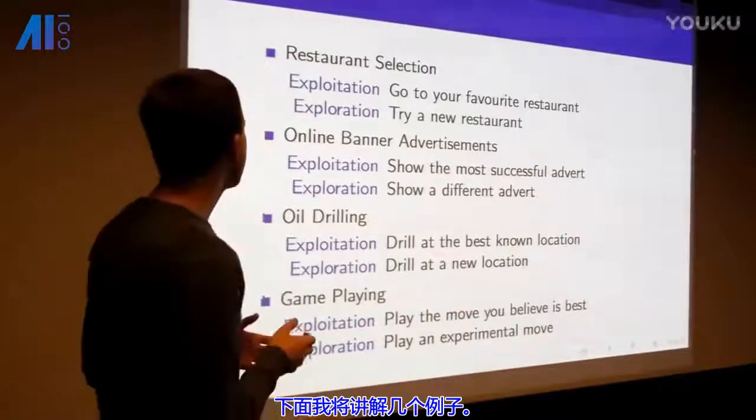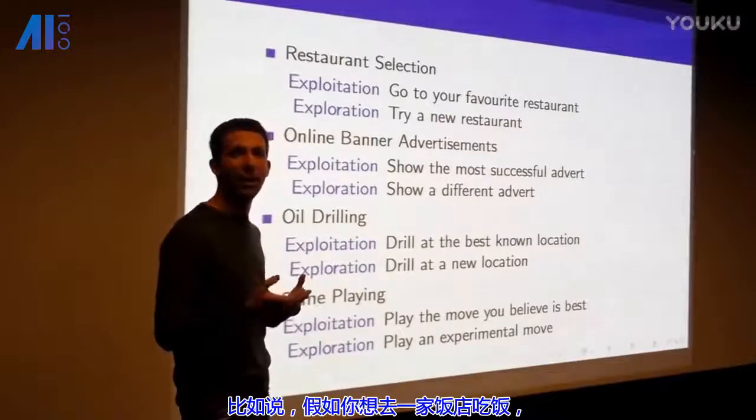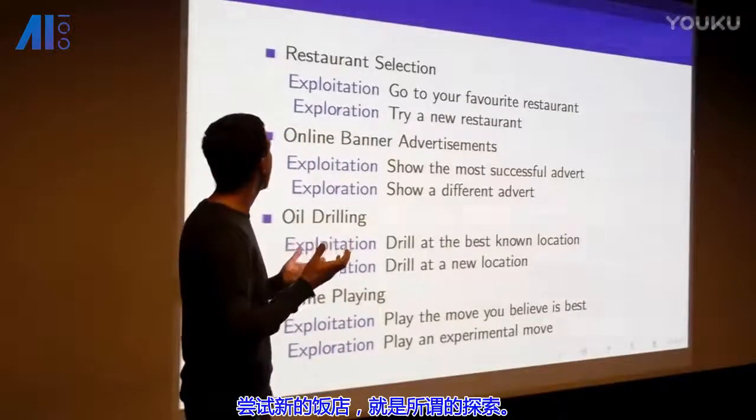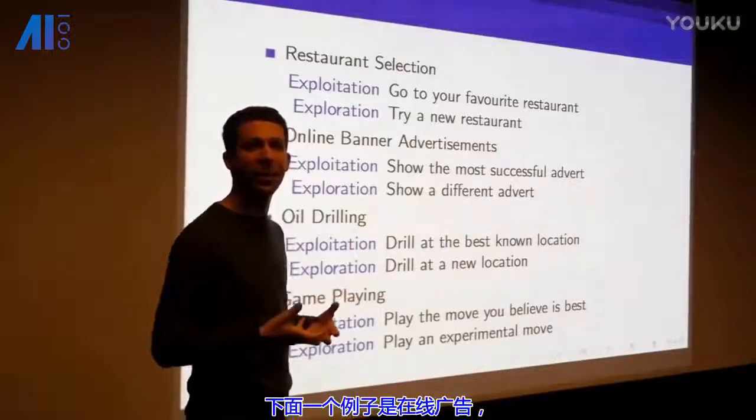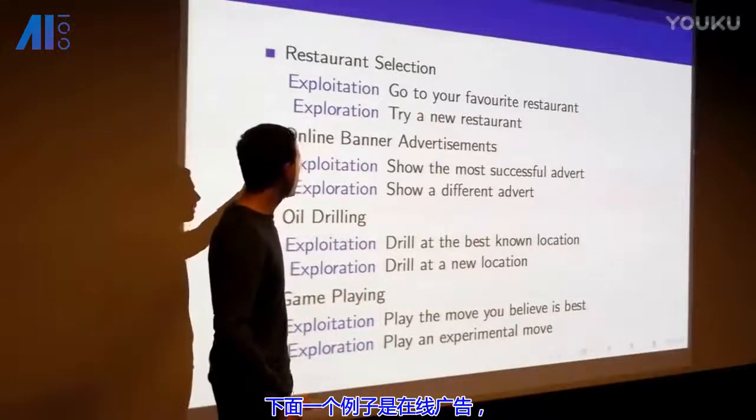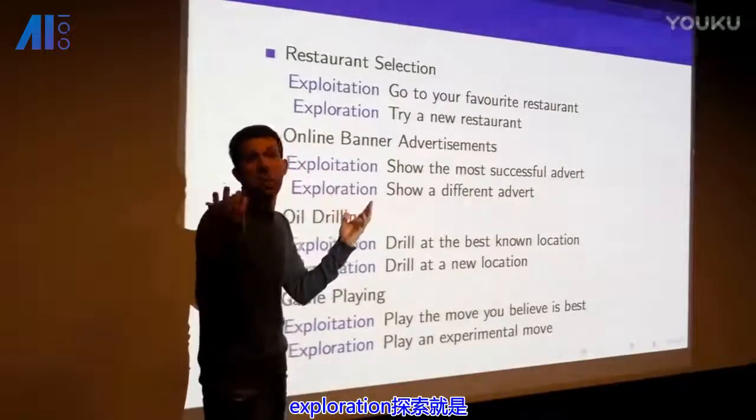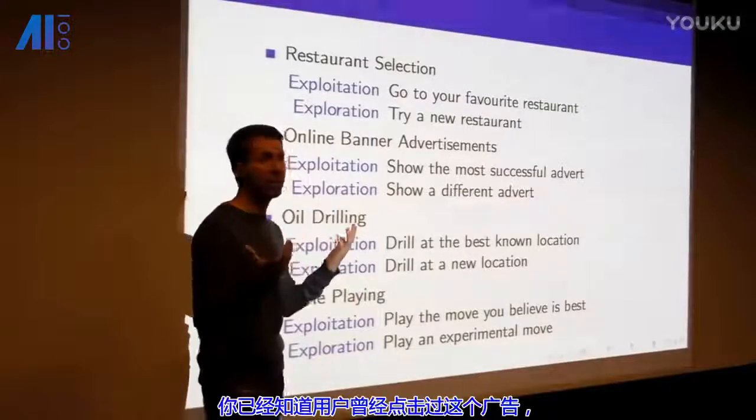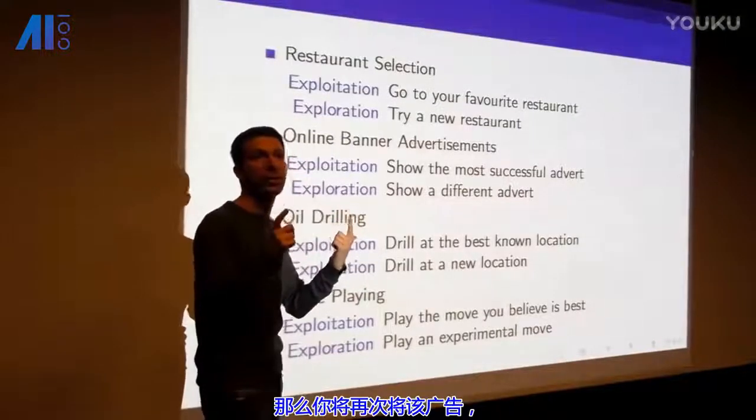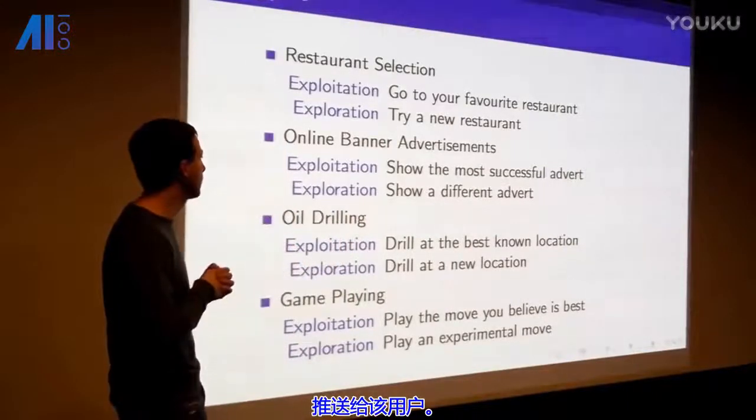So here's a few examples. If you're going to a restaurant, you might want to explore by trying a new restaurant, or you might want to exploit by going to the one you know best. The online banner ads I mentioned already, but there you might want to explore by showing a user a different advert to what you've shown that kind of user before. But to exploit would be just to show the one you're most sure they're going to click on. You probably want to maximize click-through in these examples.